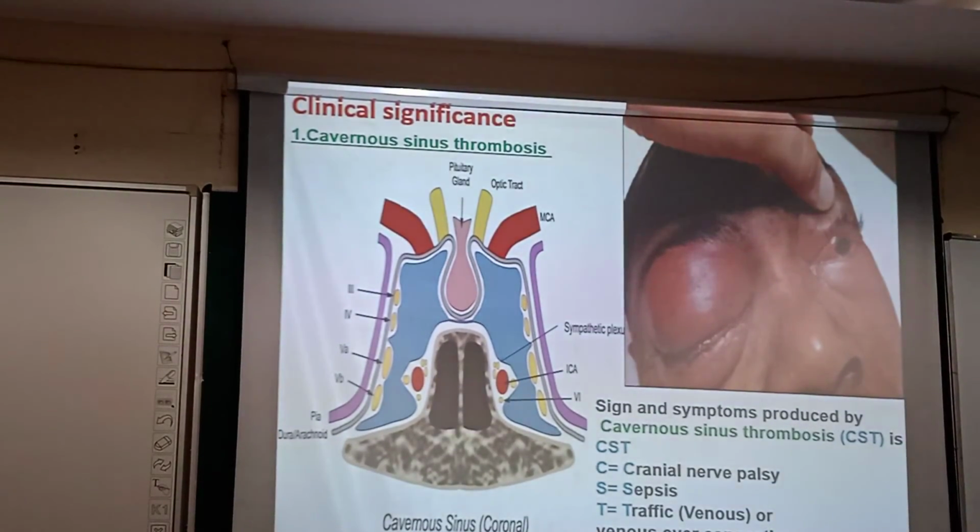LARA: lateral rectus, abducens. The person is unable to abduct the eye.